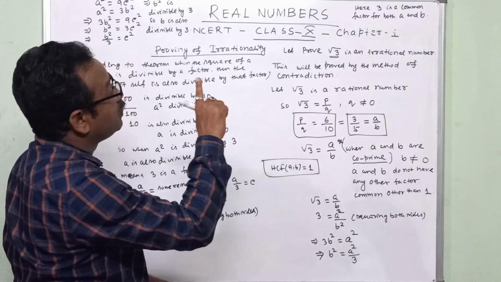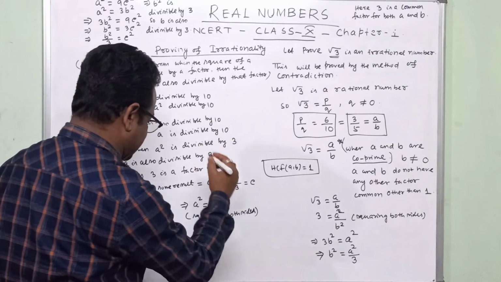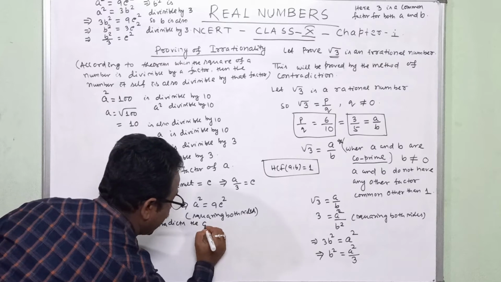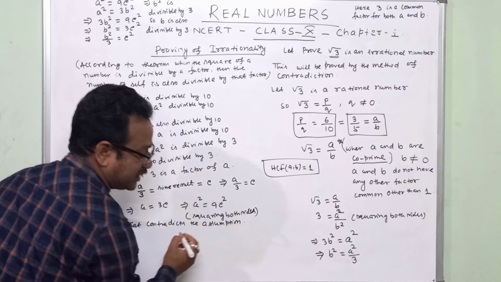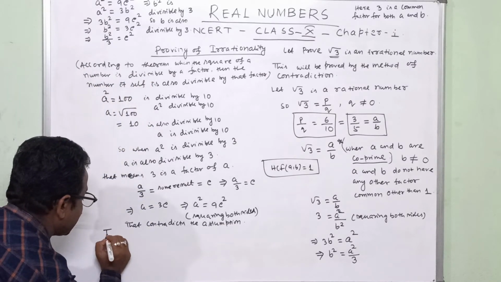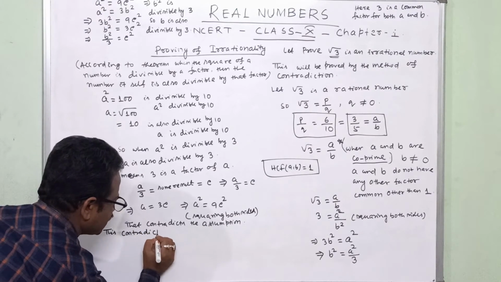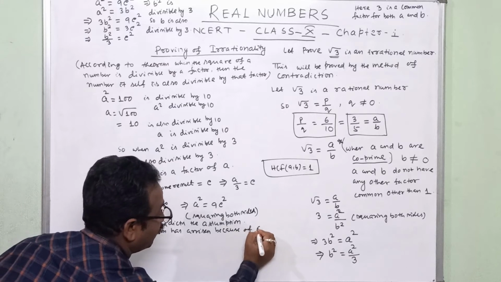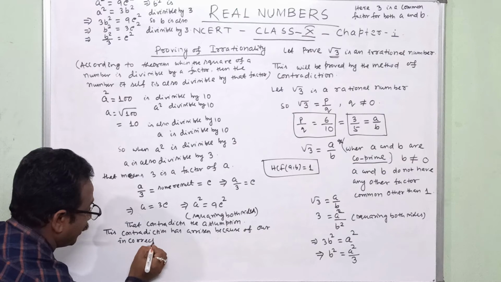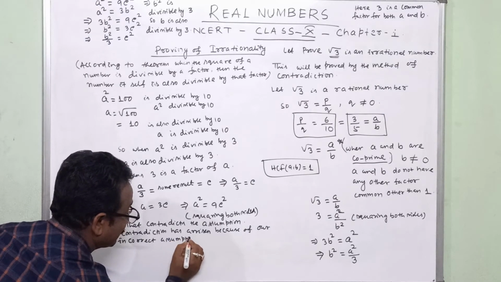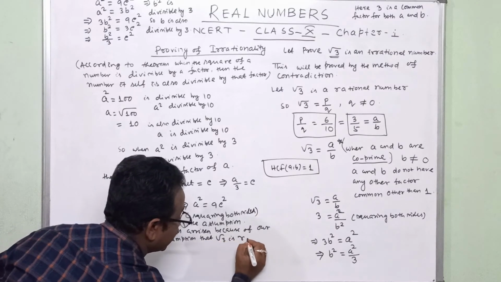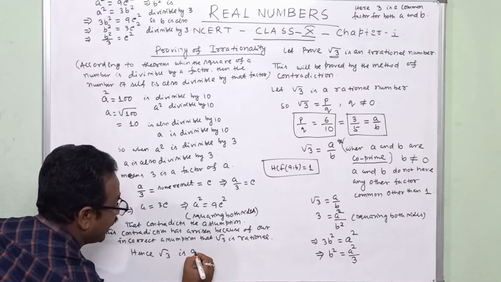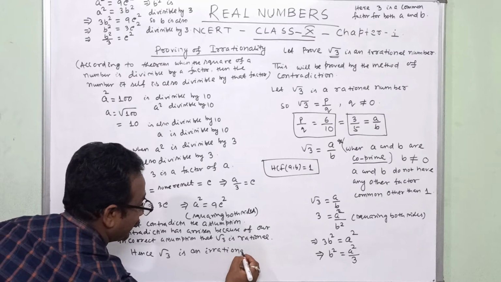Now the contradiction. That contradicts the assumption. But this contradiction has arisen because of our incorrect assumption that root 3 is rational. Hence root 3 is an irrational number.